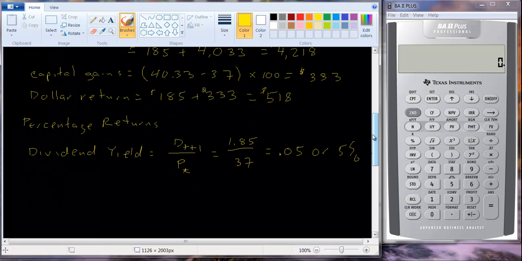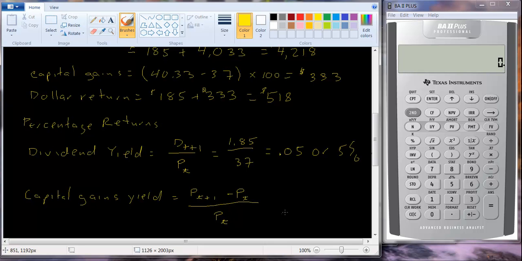Okay, the other return you get is something referred to as capital gains yield. Our capital gains yield is going to be equal to the price you get 1 year in the future, what you receive, minus the price you paid currently, or one period before you sell the stock, divided by the price in period t.